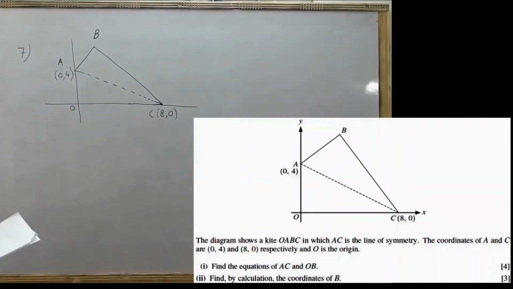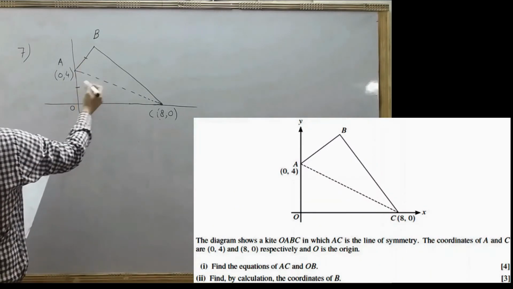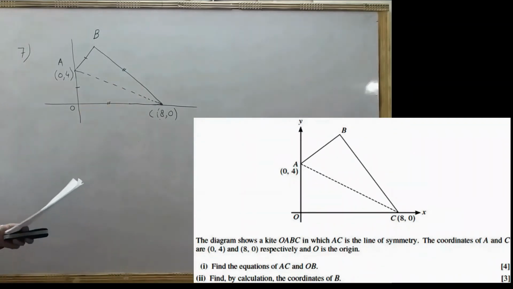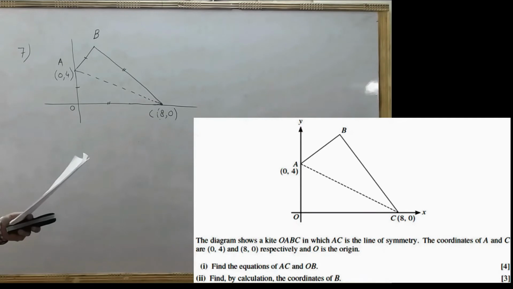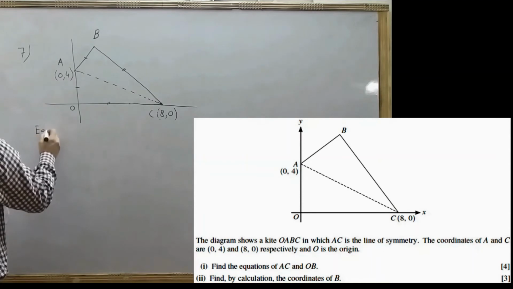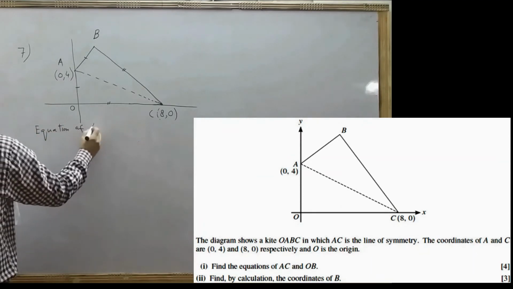OABC is a kite. Now you know kite means this length is equal to this and this length is equal to this. And coordinates of A and C are given. Firstly, we are asked to find the equation of AC. Now we are going to find the equation of AC.